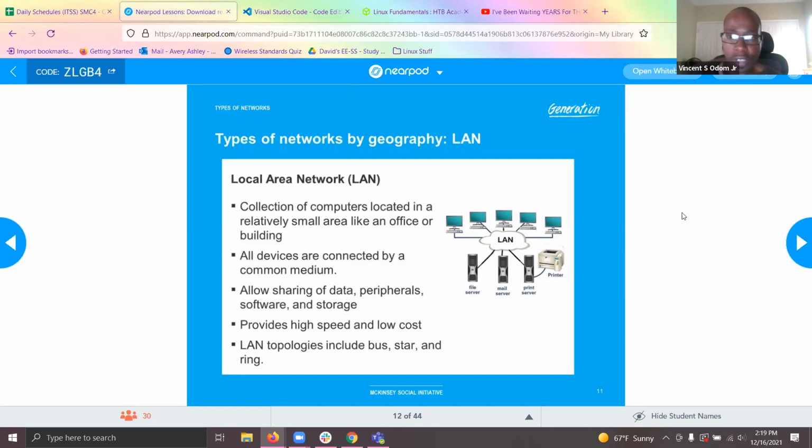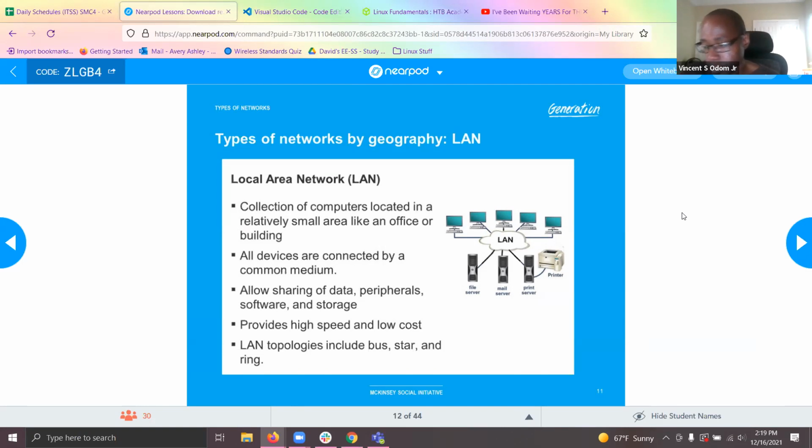Collection of computers located in a relatively small area, like an office or building. All devices are connected by a common medium, allowing sharing of data, peripherals, software, and storage. Provides high speed and low cost. LAN topologies include bus, star, and ring.